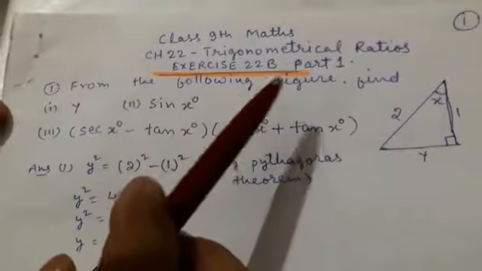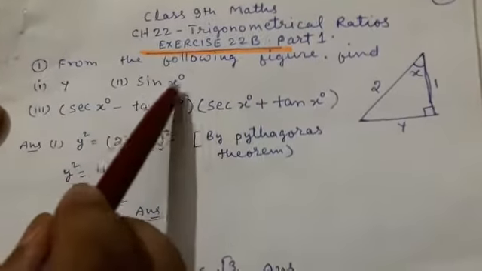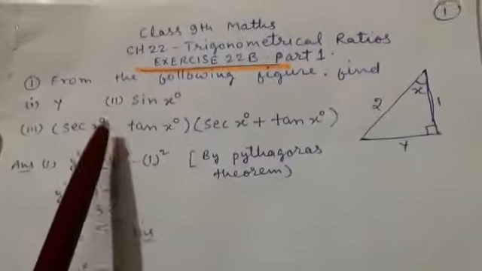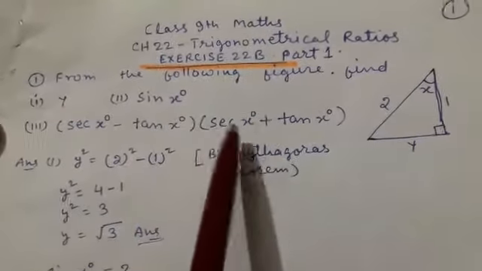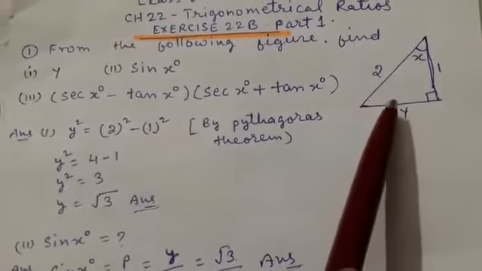From the following figure, find first y, second sine x degree, third (sec x degree minus tan x degree)(sec x degree plus tan x degree). This figure is given here.